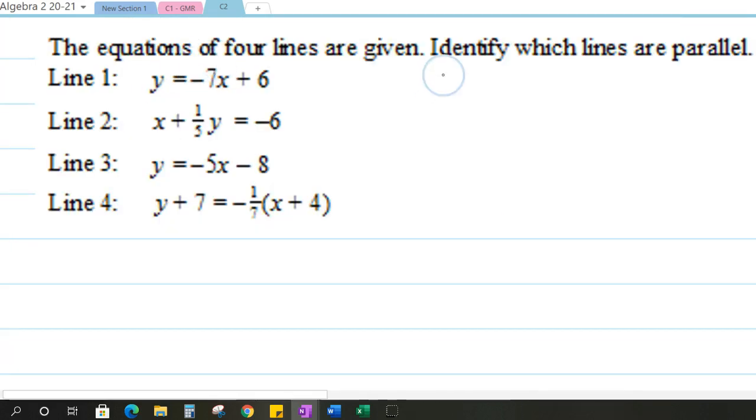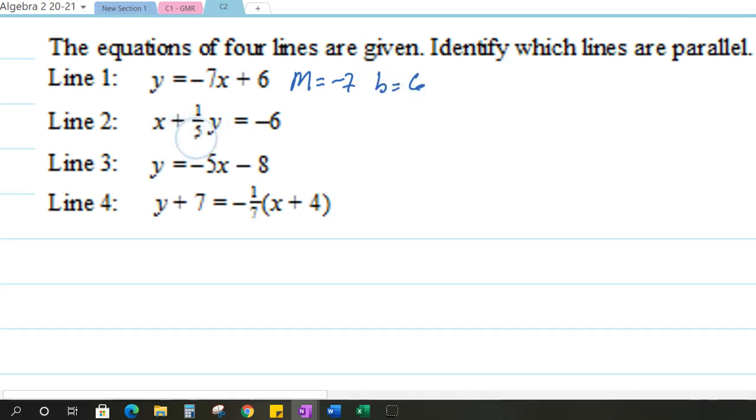Next, the equations of 4 lines are given. Identify which lines are parallel. When we do this, we always find the slope and the y-intercept first. The first one is really easy for us. Y equals mx plus b. It's already in slope-intercept form. We're happy. So we would say our slope is -7 and our b is equal to 6.